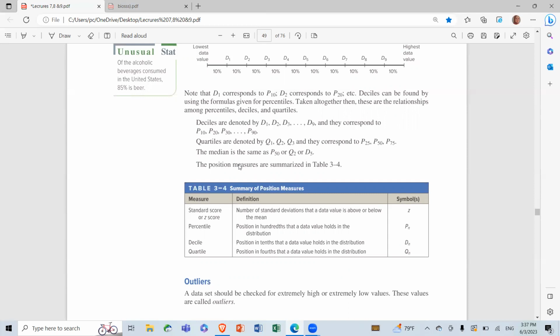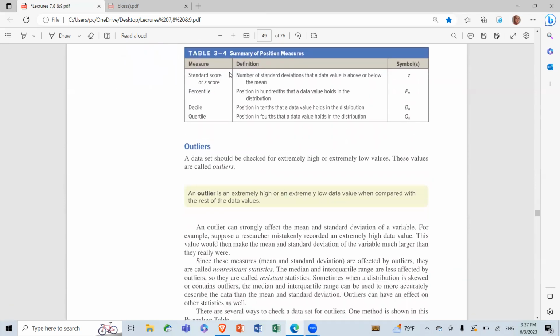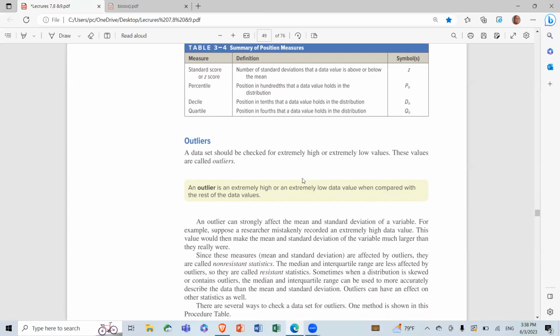The position measures are summarized. Symbol: standard score or Z-score, Z. Percentile, P, P20, P5. Decile, DN. Quartile, QN.